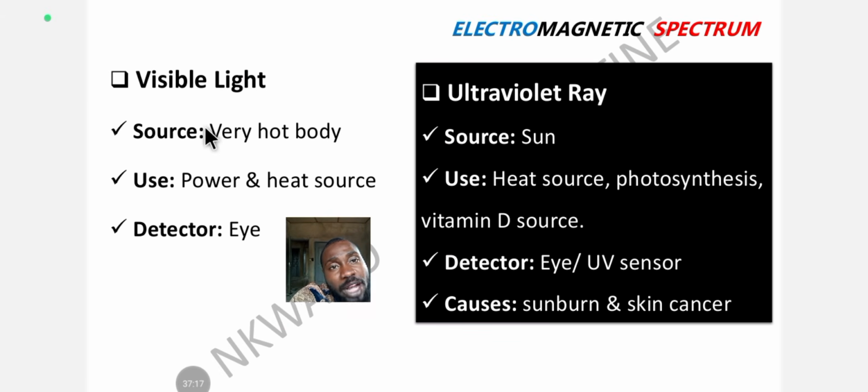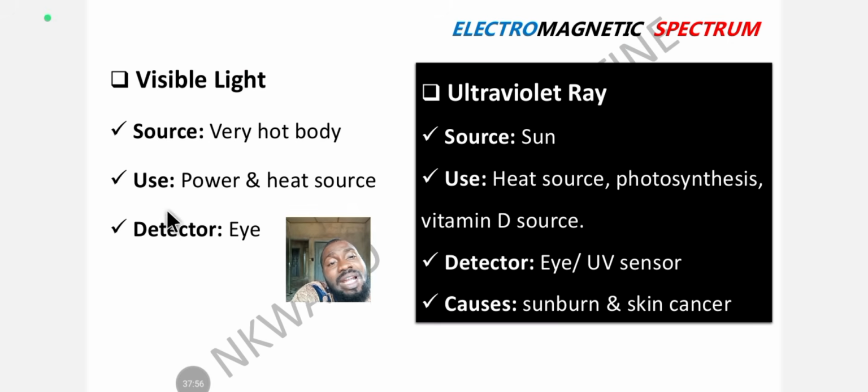The next electromagnetic spectrum is visible light. What is the source of visible light? A very hot body. Infrared is from a hot body, but visible light is from a very hot body. What is the use? Power and heat source. It is used for power, our electric power we basically get. And you can also use visible light as a heat source. When you spread your clothes in the sun, you know they dry.